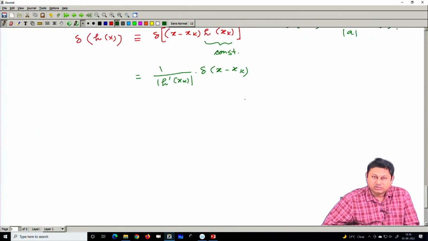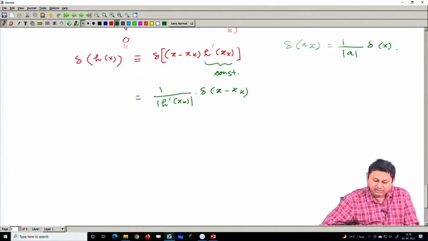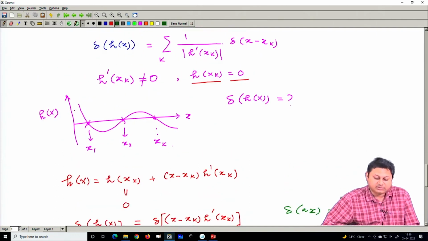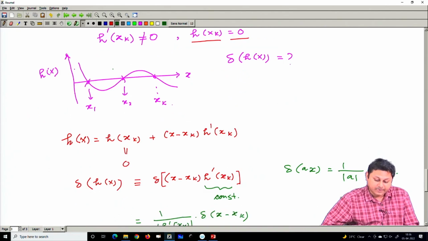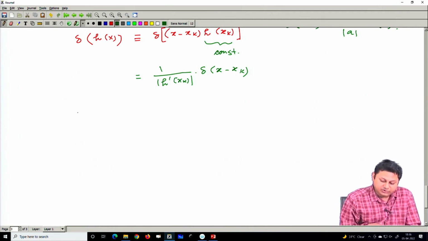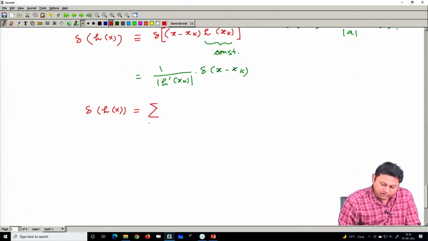For all other roots, what we get is the summation of the entire thing, because here we have 0 where the delta function is meaningful, the argument is 0. When the h function is 0, that means the argument of the delta function is 0, and that is the meaningful point for delta functions. So, these are the points where we have the meaningful results. So, in order to get the entire picture, I should have a summation, and then delta of h x is simply the summation for all the roots.